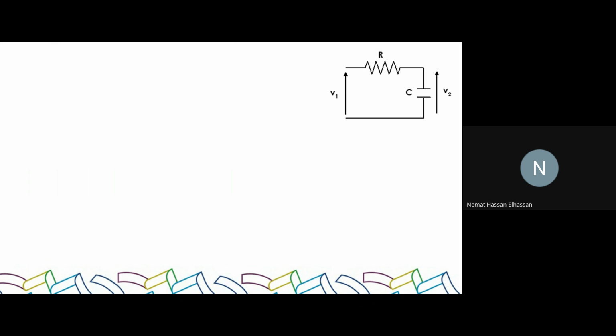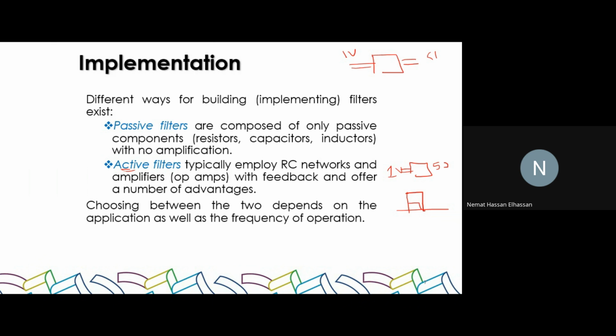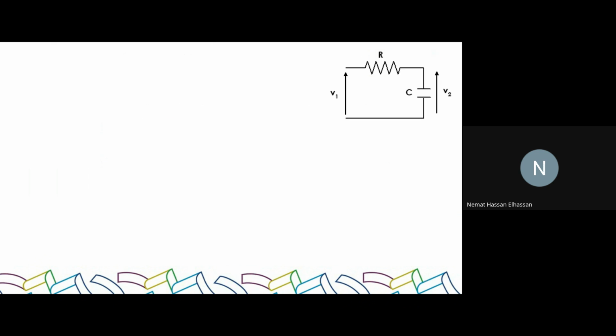Now let's go back to the definition. We said active filters have operational amplifiers, or op-amps. So does this circuit have an operational amplifier? No. All you have to do is just look at it. Is there an operational amplifier? Then it's active. If it doesn't have one, then it's a passive circuit. This is a passive circuit.